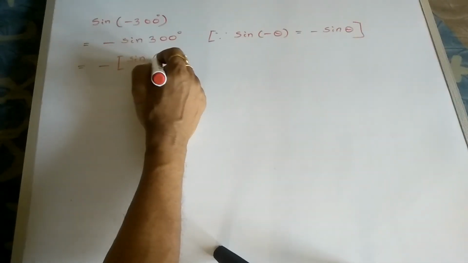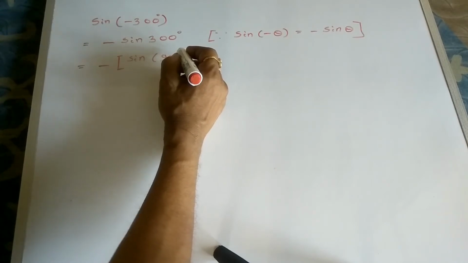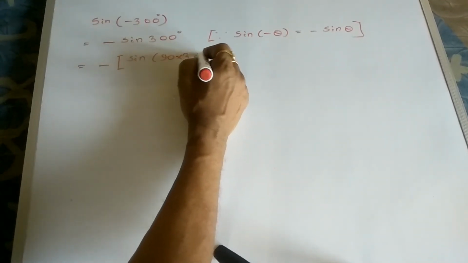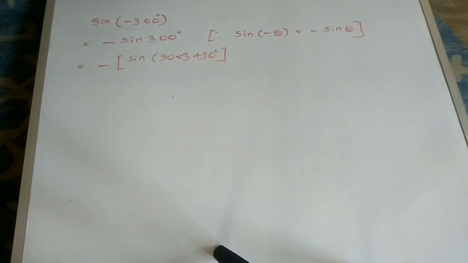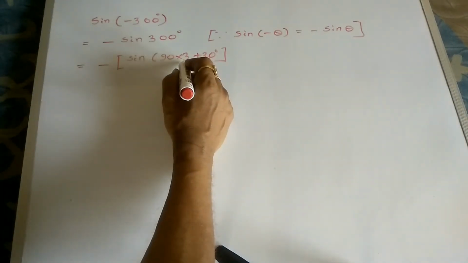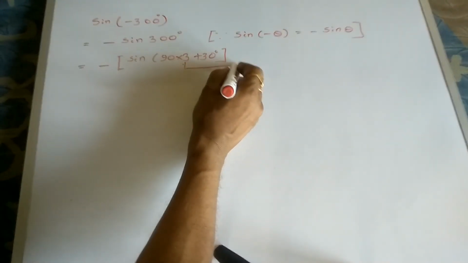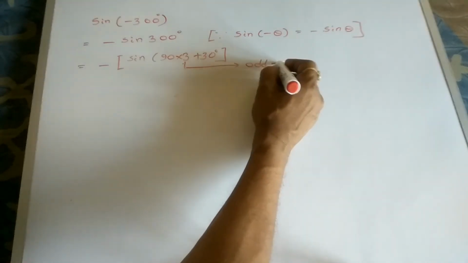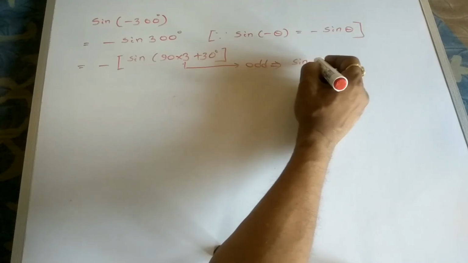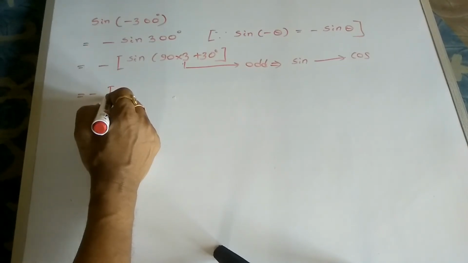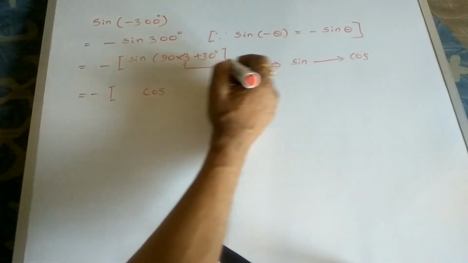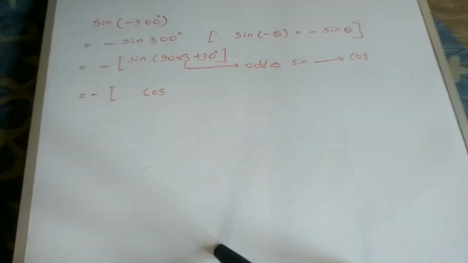Now let us keep this minus outside, that is a separate issue, and now 90 into 3 plus 30 degree. So it will be very easy. Now we can easily guess what the answer is. So it is third quadrant, so it is odd, so sin becomes cos within the bracket. That minus sign is another and separate issue. So sin becomes cos.